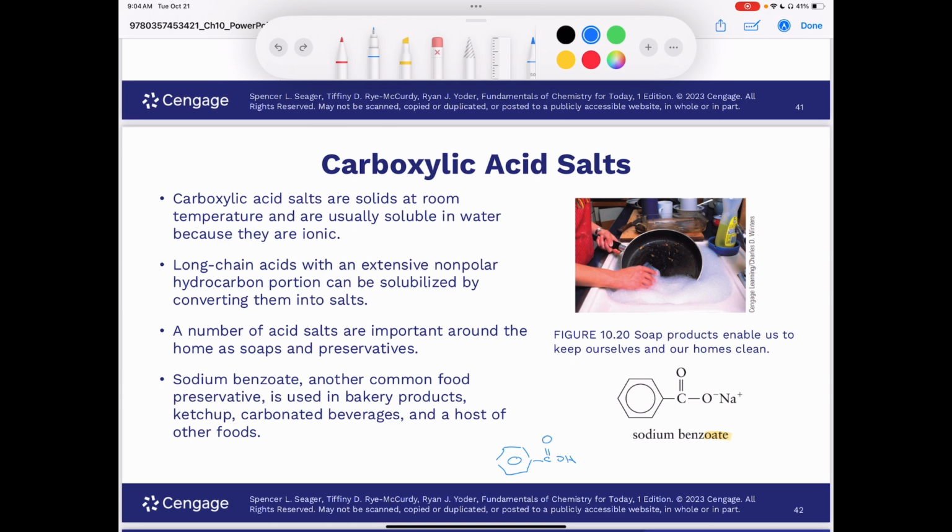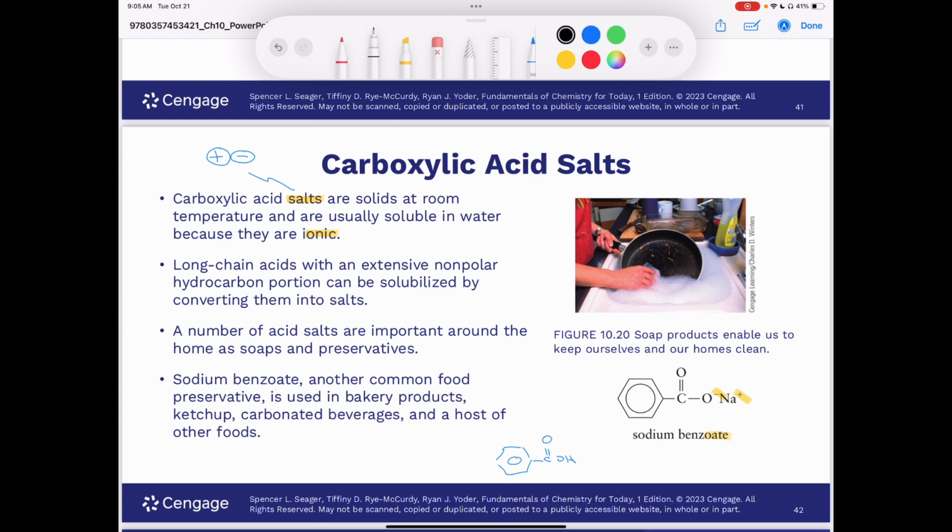So carboxylic acid salts are solids at room temperature. Why? Because they are salts. They consist of a cation and an anion, and we know that ionic compounds are usually solids at room temperature. They're also soluble in water. Why? Because they're ionic, just like sodium chloride is ionic, it's soluble in water. If you have a carboxylate salt, it consists of a cation and an anion, and so it's also going to be soluble in water.